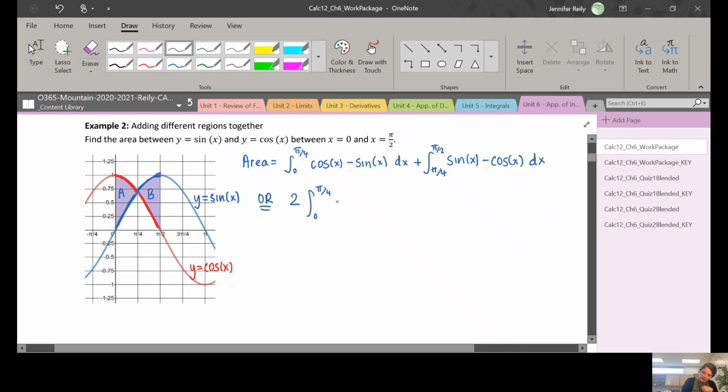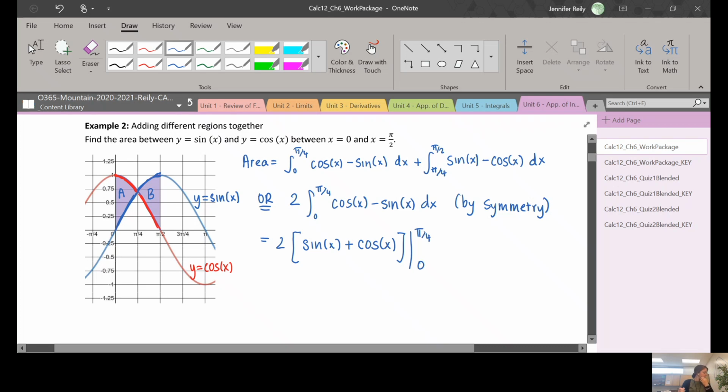So in the first region, cos x is on top. I'll just put in brackets here, by symmetry. Okay, so now we need to do the antiderivative. So 2 times, the antiderivative of cos x is sine x, and the antiderivative of negative sine x is cos x. And this is all evaluated from 0 to pi over 4.